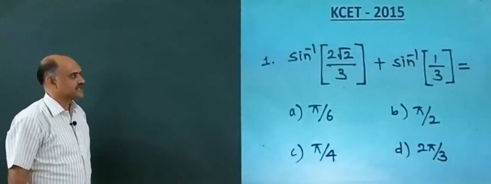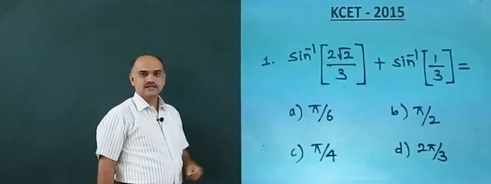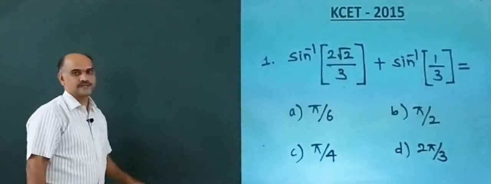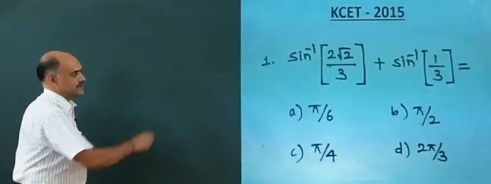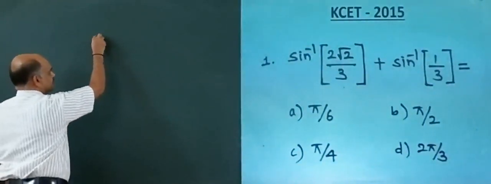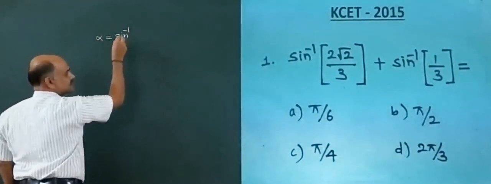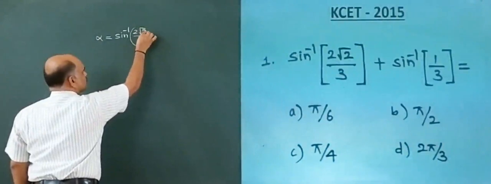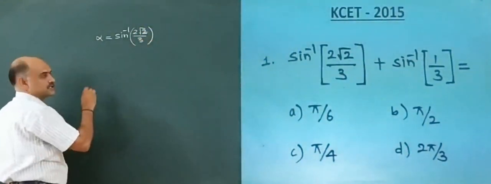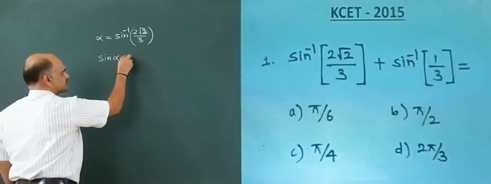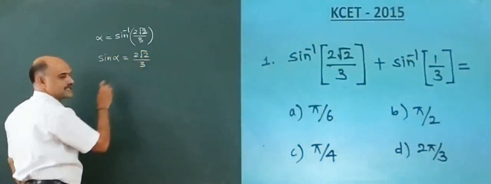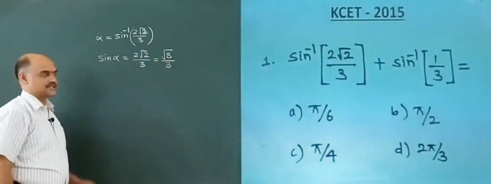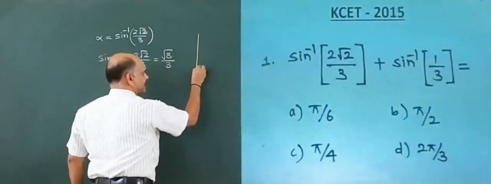So first, if you observe here, sine inverse in both denominators is the same, meaning hypotenuse is 3. So either one, you take it as alpha. I will take alpha is equal to sine inverse 2 root 2 by 3. Therefore, you will have sine alpha is equal to 2 root 2 divided by 3, or you can write it as root 8 by 3.